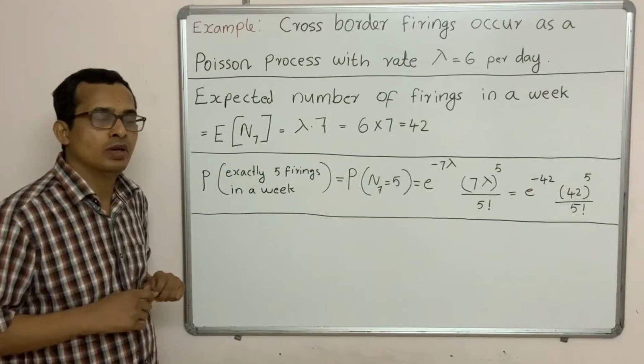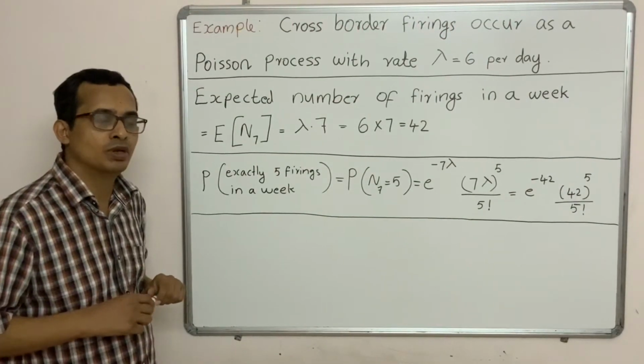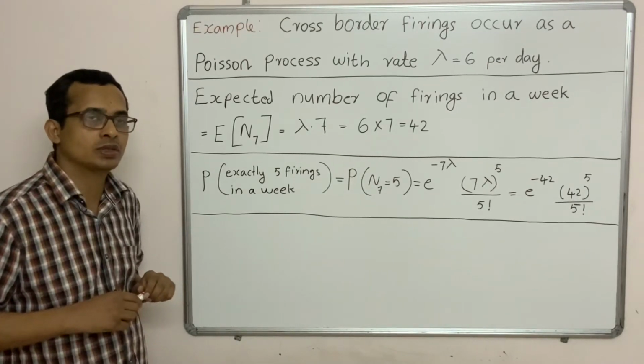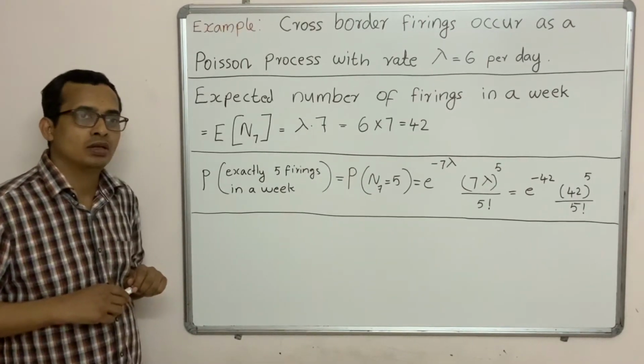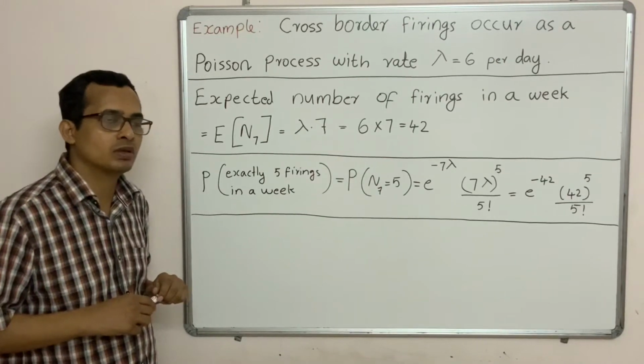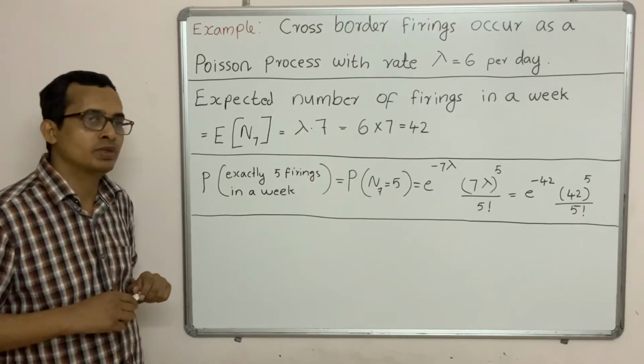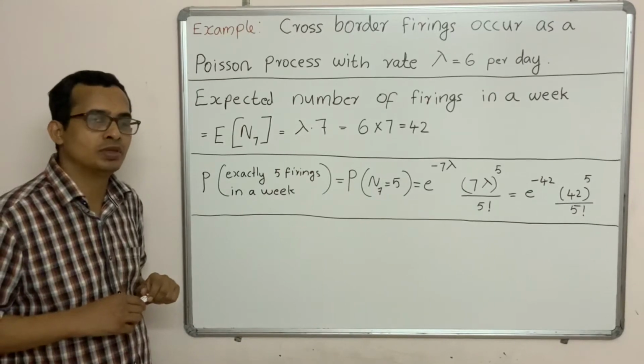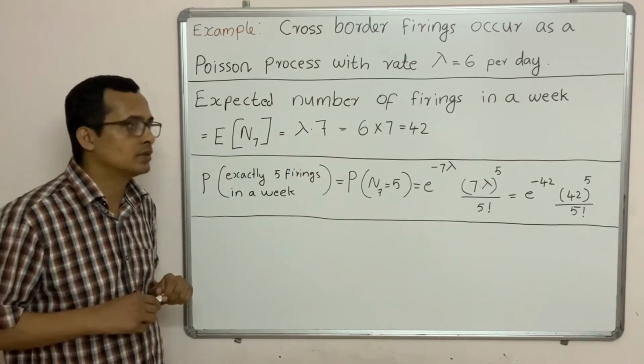Now that we have seen the definition of the Poisson process, that the number of arrivals is Poisson, and that the first arrival time is exponential, let us see one example to illustrate these things.